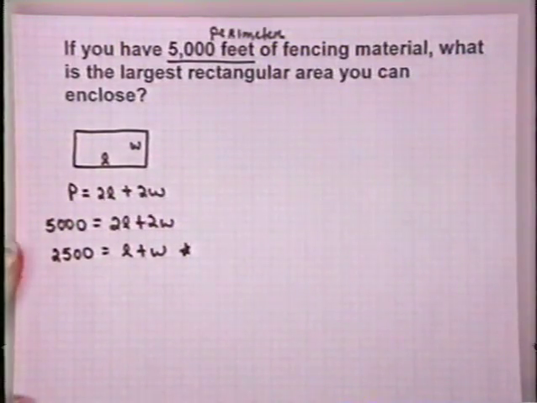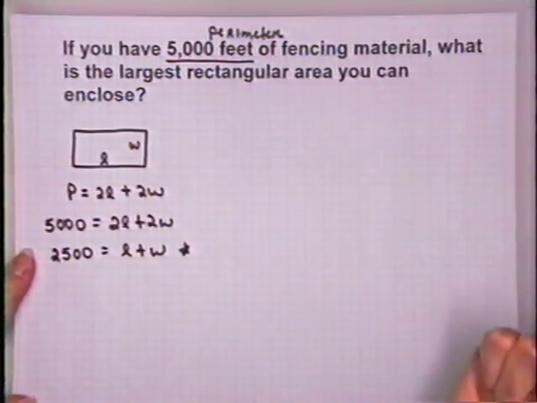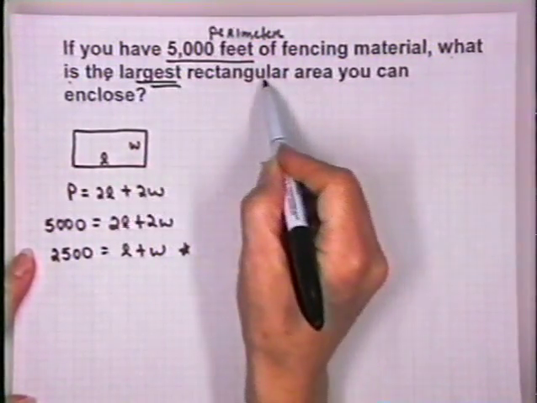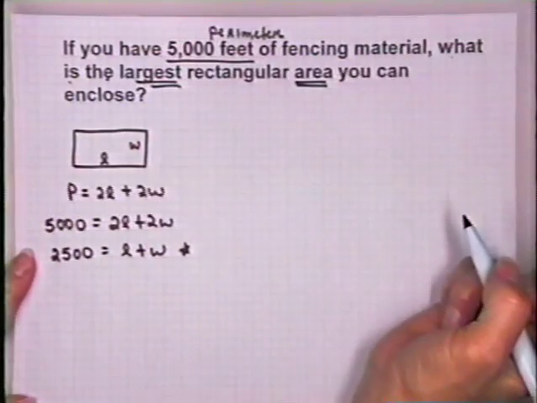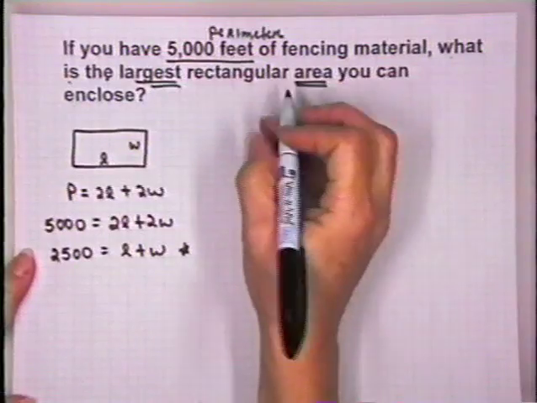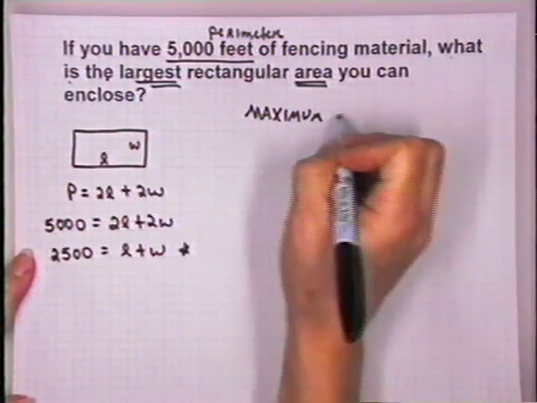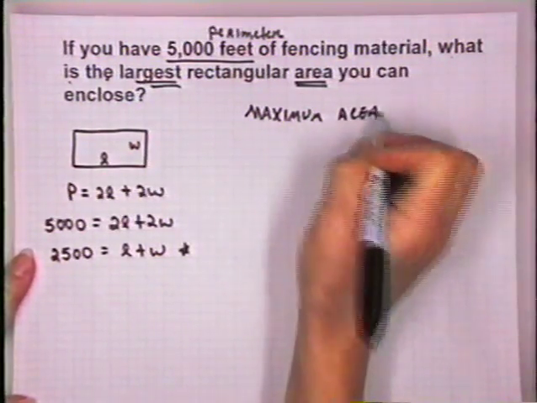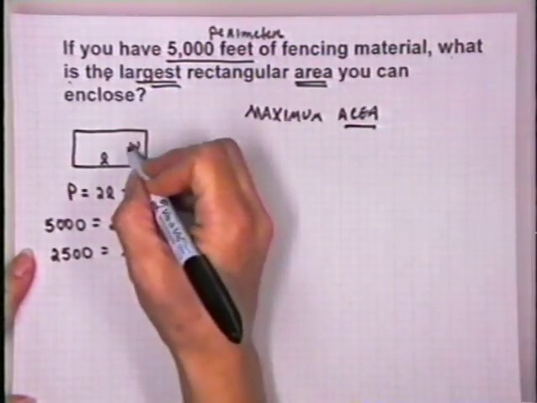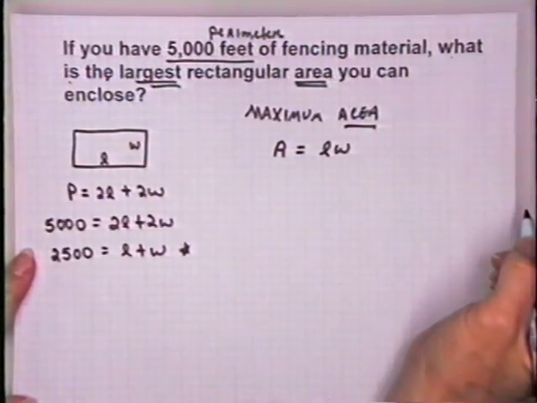But let's go back to the problem here. I have 5,000 feet of fencing, which led me to this equation. What is the largest rectangular area? Now I wanted to key in on those words right there. Largest area. I'm going to use our new word, maximum area is what I'm looking for. Okay? Now let's talk about how I get the area of a rectangle. Area of a rectangle is length times width, isn't it?